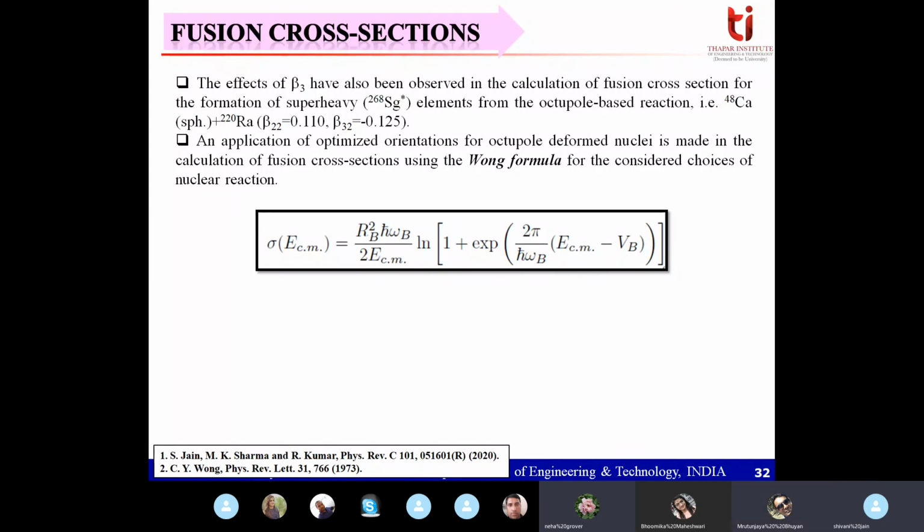Does your nuclear potential contain any three body type interaction? Actually, sir, till now I have not worked on three body interaction. We are only dealing with the two body interaction. So I have no experience with the three body.